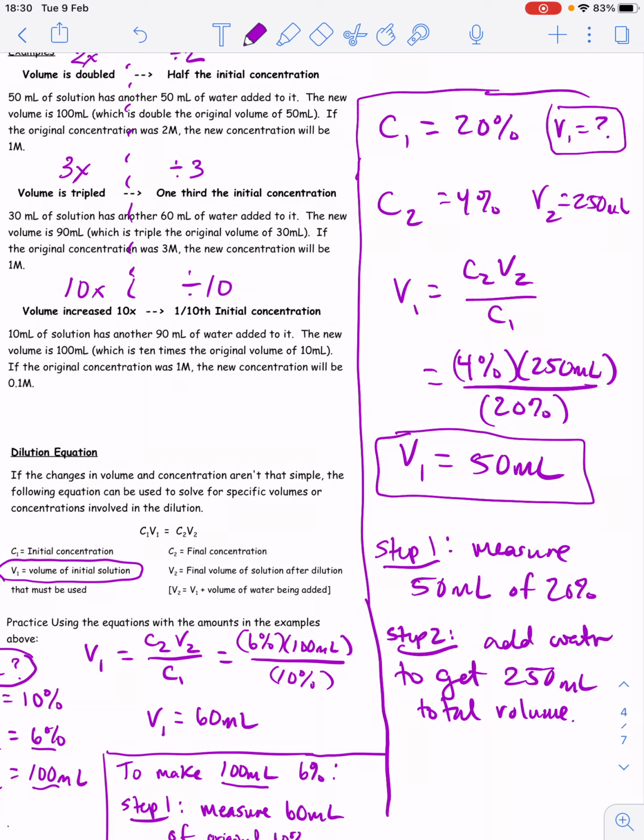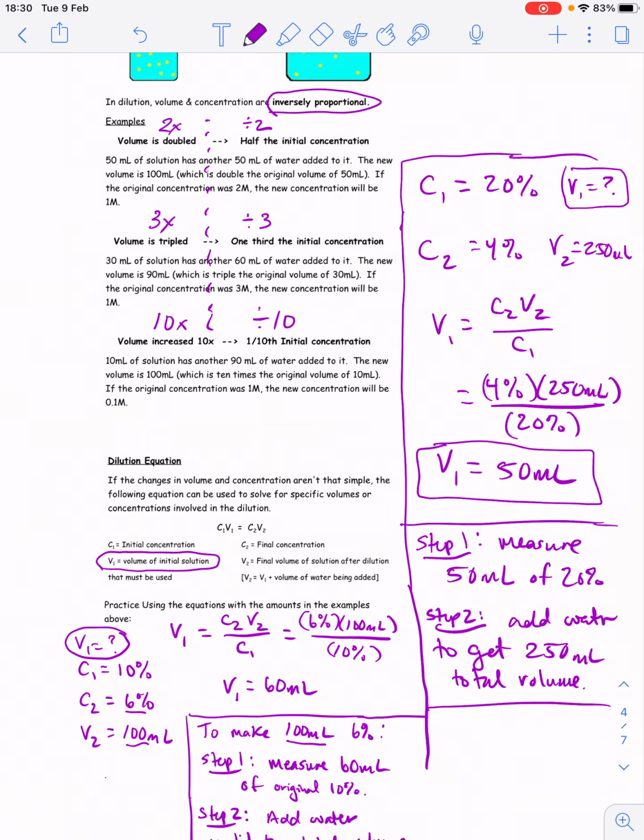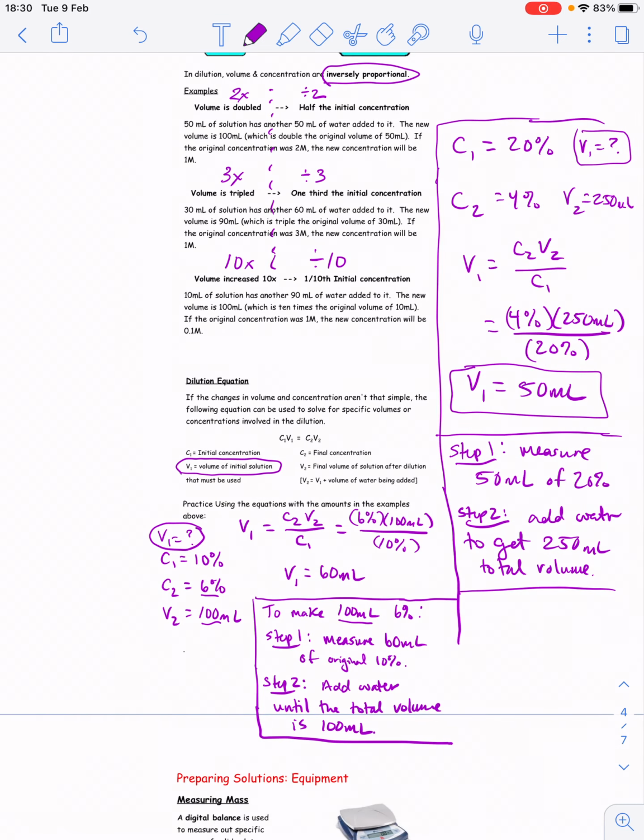I can then divvy that out. I could measure out 5 times 50 mLs. Maybe I'm doing 5 trials at this concentration, so now I've made enough to do all 5 trials. So this is the method. That's how you would actually walk through doing it. And that's 2 examples of how to use the C1V1 equals C2V2 equation to calculate how to take a more concentrated solution and dilute it down to a desired lower concentration.